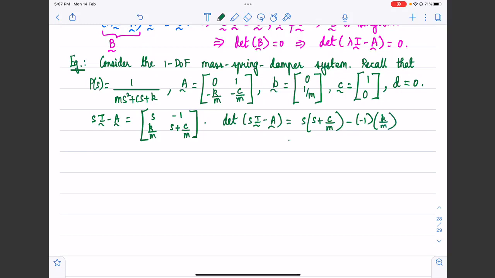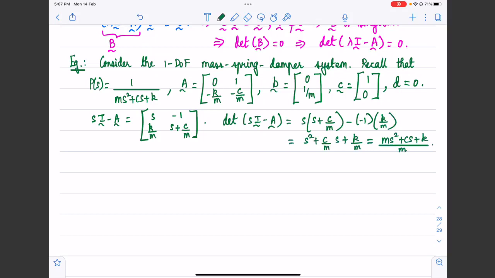So if we simplify this, we are going to get S squared plus C by M S plus K by M. Okay, so this can be written as M S squared plus C S plus K, the whole thing divided by M. I'm sure we understand how we got this, right? So we just simplify this, right?